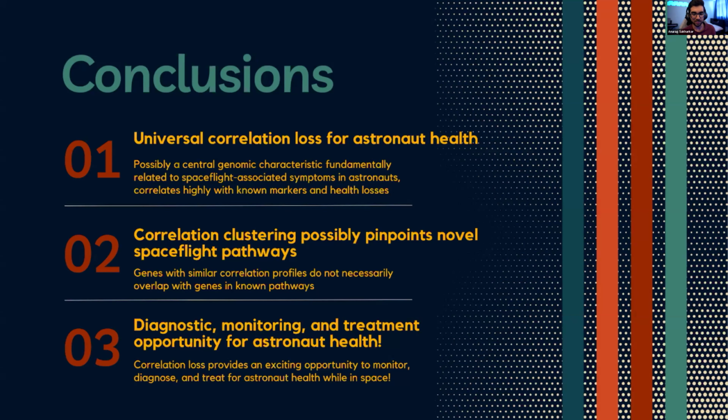Secondly, it's possible that spaceflight induces unique biological pathways that are only activated in spaceflight, because genes clustered together in correlation clustering do not necessarily overlap with biological pathways. And lastly, that correlation clustering tends to overlap with known degenerative markers and health losses in our samples, and so presents a very exciting diagnostic monitoring and treatment opportunity for astronaut health.